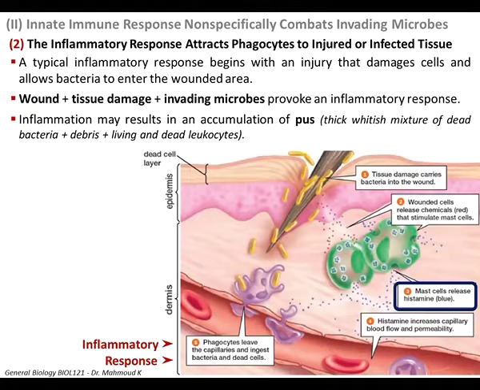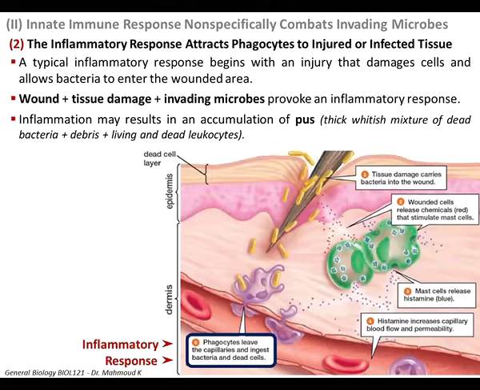These mast cells, which are recruited to the site of injury, secrete a very important chemical, which is histamine. And histamine is actually the major cause to provoke inflammation. This histamine, once released, will increase the capillary permeability and the capillary blood flow, leading to the migration of the phagocytes into the site of injury. And these phagocytes actually will do their job. So they will ingest the bacteria and any dead cells.